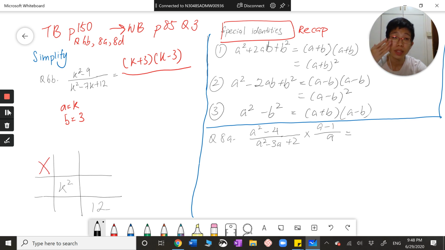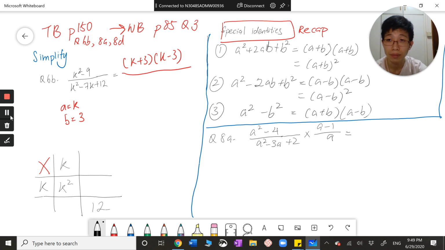Okay, once I draw the tic-tac-toe, this one will be the times. The first term will be the variable squared, and the last one will be the number. For k squared, there's only one way to factorize it, which is k times k, since k times k gives me k squared. Now we need to factorize 12. What are the possible pairs of factors for 12?